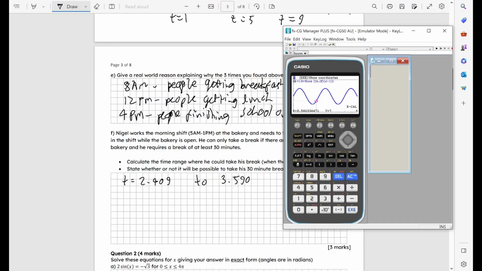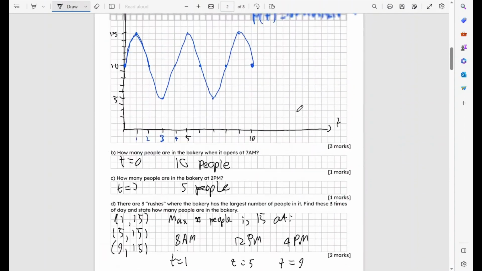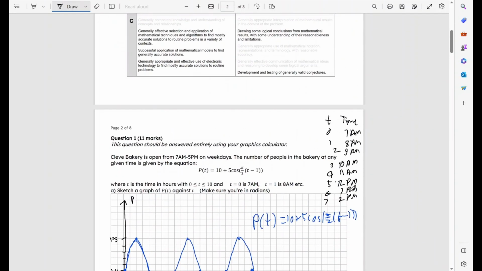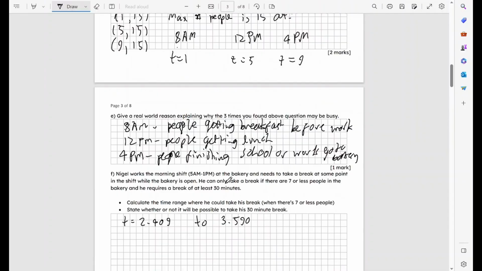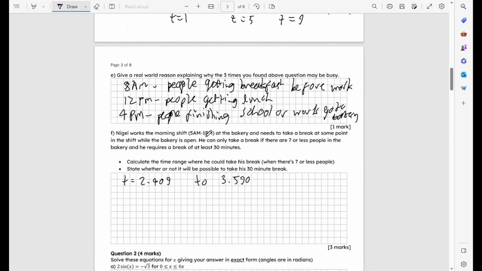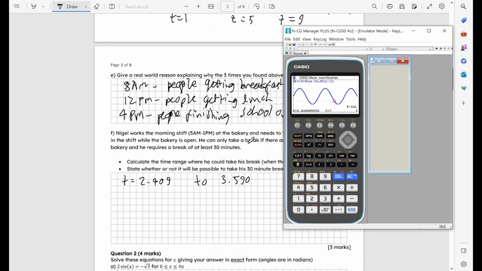Now, there are a few more times that he could, in theory, take his break, like, for example, here, 6.409. But if you look at t equals 6, that's 1 p.m. And that's exactly when Nigel finishes his shift. So, yeah, that's not really going to work for us, is it? So it's a bit after 1 p.m. that it dips below that. So he has to take his break in this first little dip here. Because if he tries to break it in the second dip, well, he's already finished his shift at that point.